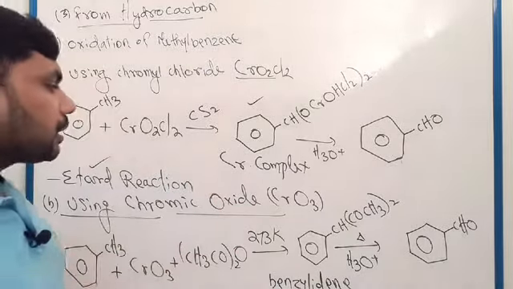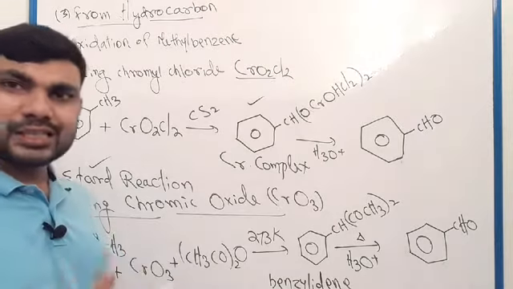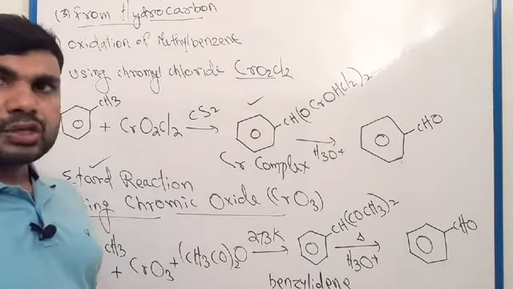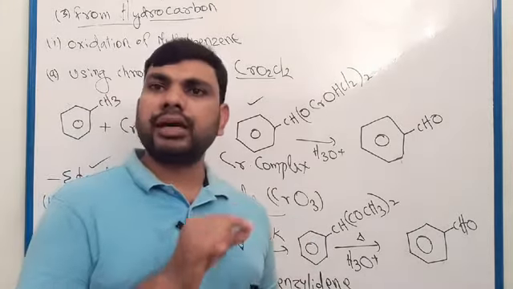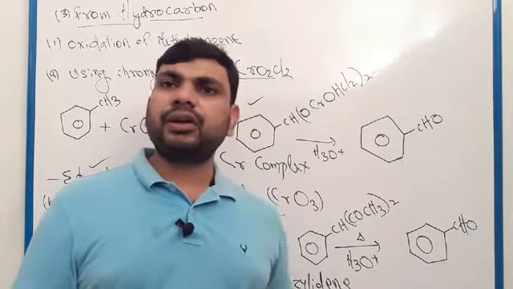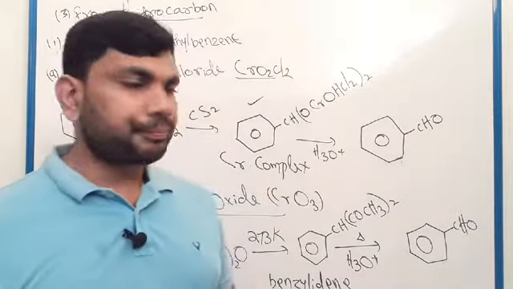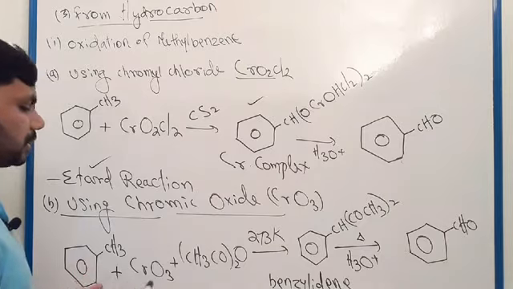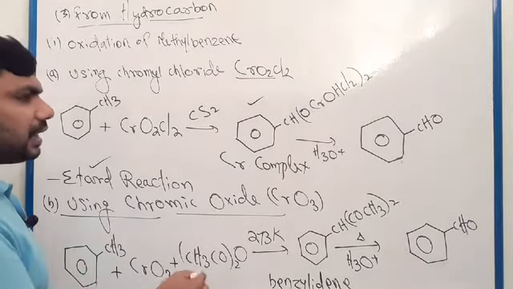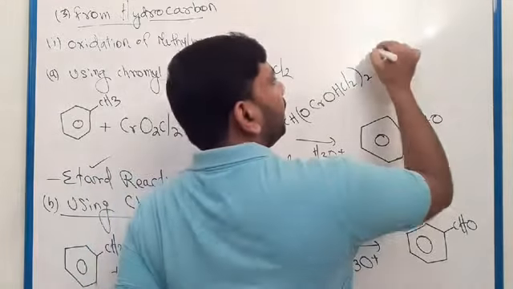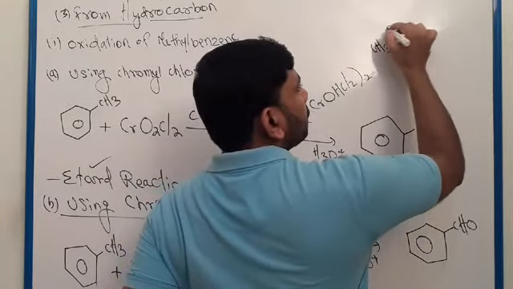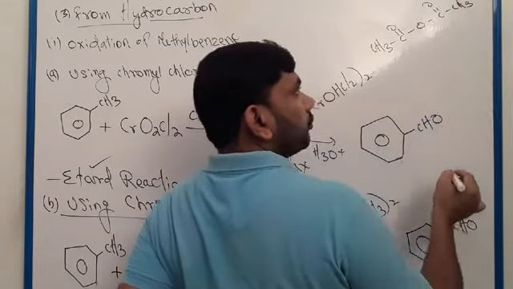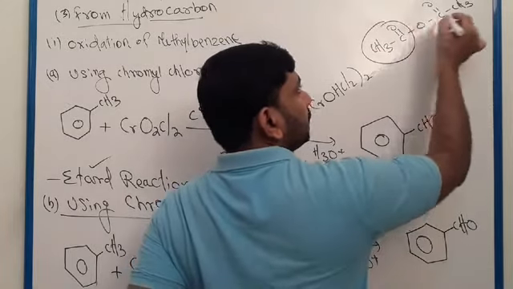For this type of chemical reaction, first you have to explain in words, and after that write the equation. Always in organic chemistry, you explain in words, then show the structure. Clear? So here methyl benzene is treated with chromic oxide and acetic anhydride. We know acetic anhydride means CH3, C double bond oxygen, oxygen, C double bond oxygen, CH3.